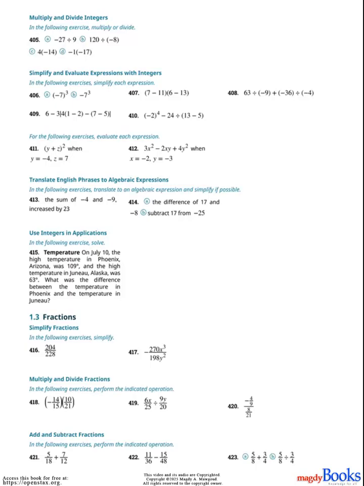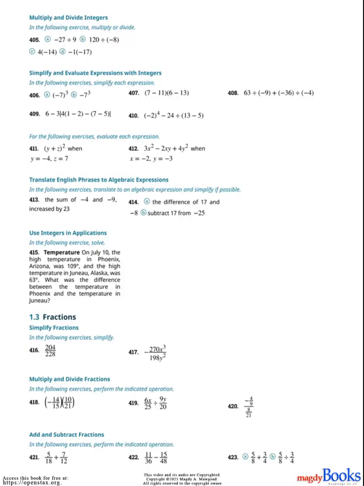413. The sum of negative 4 and negative 9 increased by 23. 414. A. The difference of 17 and negative 8. B. Subtract 17 from negative 25.